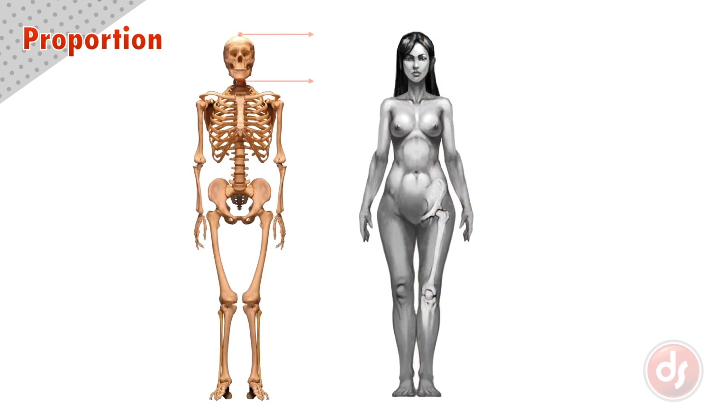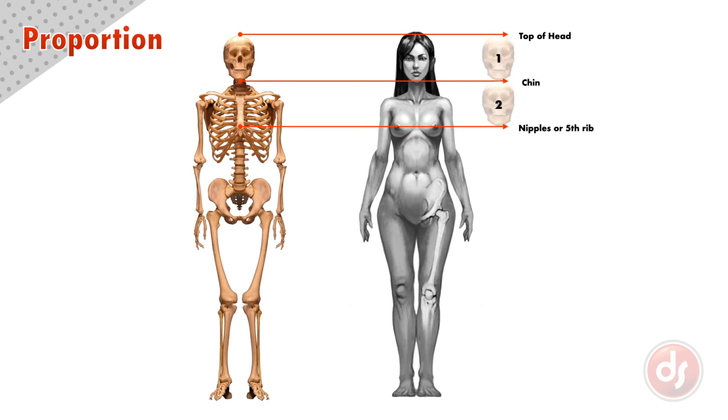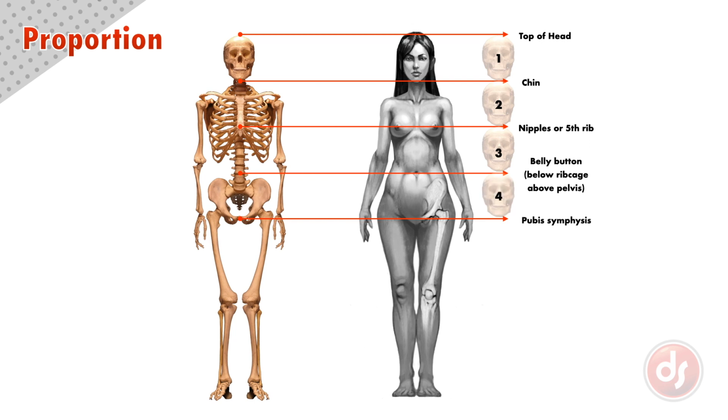In the 8-head model, the top of the head to the chin is our first measurement. The second head down ends at the nipple line. The nipple line is a soft landmark though, and can vary from person to person, so this also relates to about the 5th rib. The third head down ends at the belly button. This is another soft landmark, but we can also see that the third head down has to be below the rib cage, but above the pelvis. This will help us correctly place the rib cage and pelvis. The fourth head down ends at the pubis symphysis. This is our midpoint and an important landmark to pay attention to.